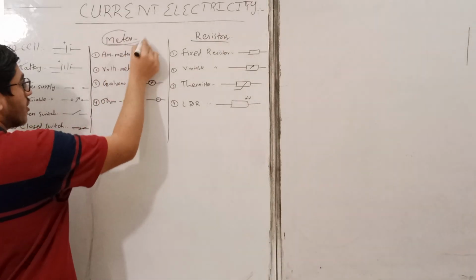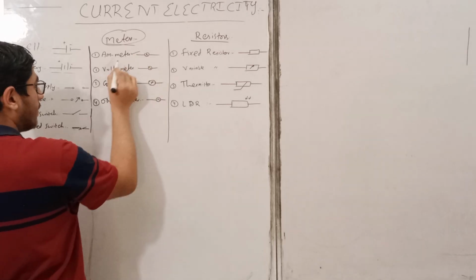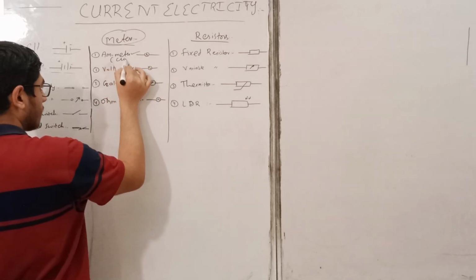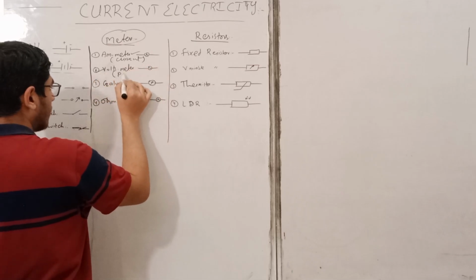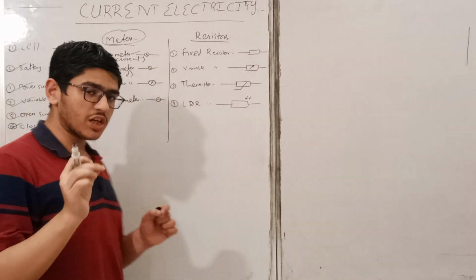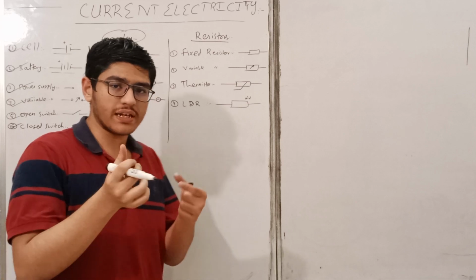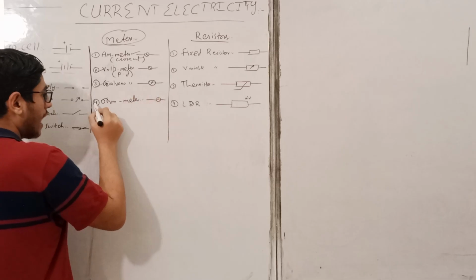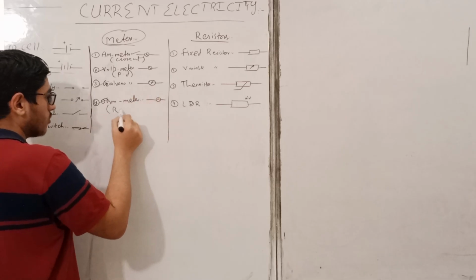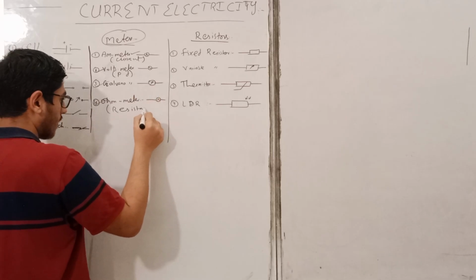The second category is of meters. First one is ammeter. It is used to measure current. Second is voltmeter. It is used to measure potential difference, and potential difference is something that we are going to study later in this portion. Number three is galvanometer. And number four is ohmmeter, which is used to measure resistance.